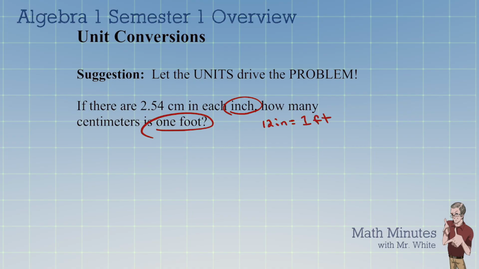Now, before you jump in and try to figure this out mentally, let me show you how to do this with very little thought. So what you do is on the left side, you put your given. The given is that we are starting with 1 foot, okay? And then on the right side, we put our goal over here. Our goal is to figure out what unit we want. We want centimeters over here, okay?